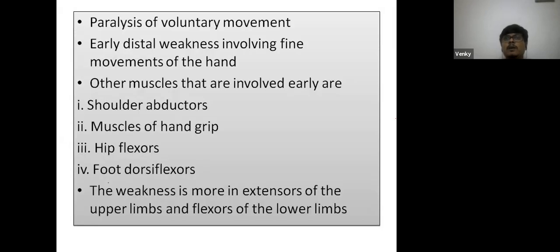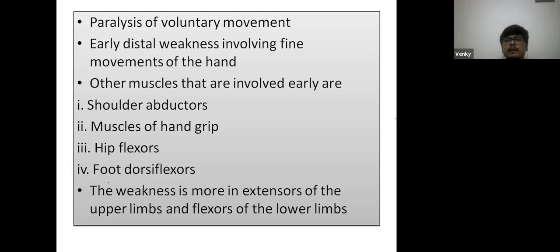Paralysis of voluntary movement gets affected, and distal weakness will be involved early. For example, in pyramidal tract lesion, UMN type of lesion, initially the patient will say, sir, I am finding it more difficult to button my shirt. However, I am able to squat easily without any difficulty. In cervical spondylosis, the patient will say, sir, I feel difficulty to mix the food, I feel difficulty to button my shirts. However, I am able to squat, I am able to walk, sir.